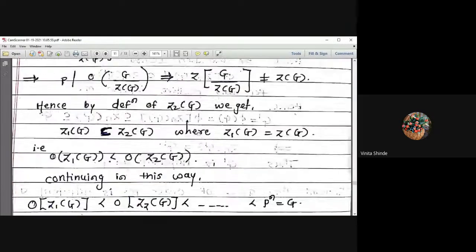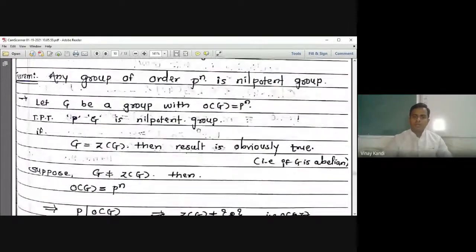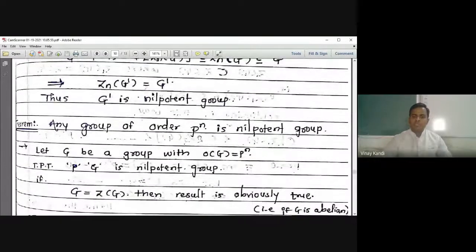Okay. So in this theorem, we proved that any group of order p raised to n is nilpotent, or any p group is a nilpotent group. If the order of a group is p raised to n, then what do we call it? A p group. Any p group is a nilpotent group.